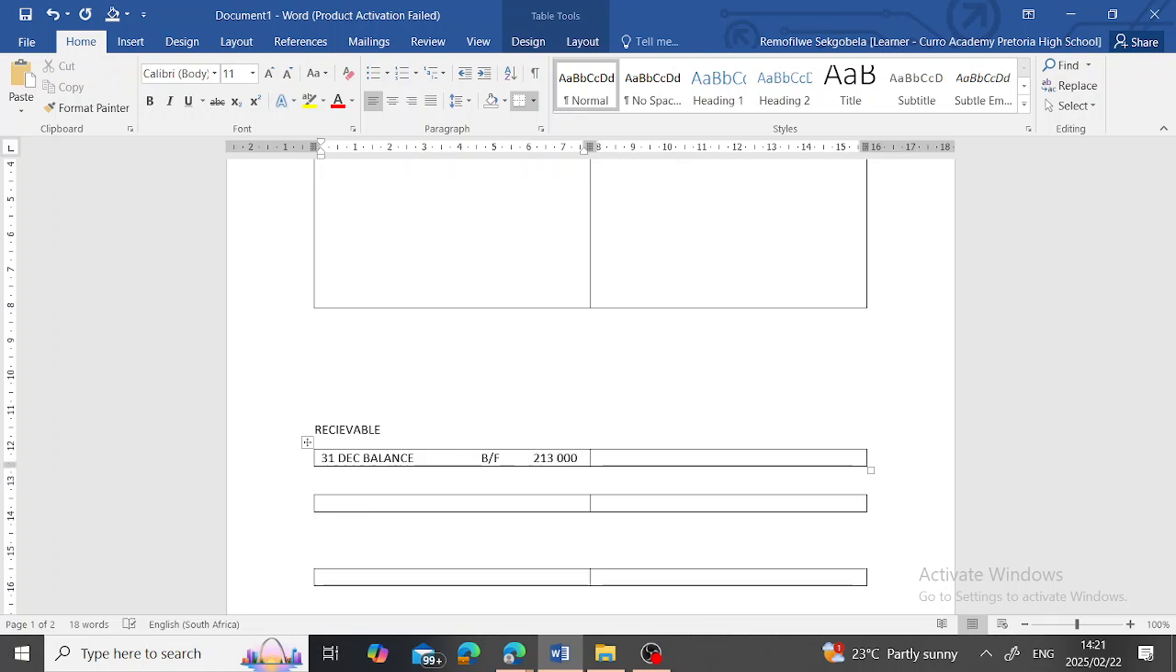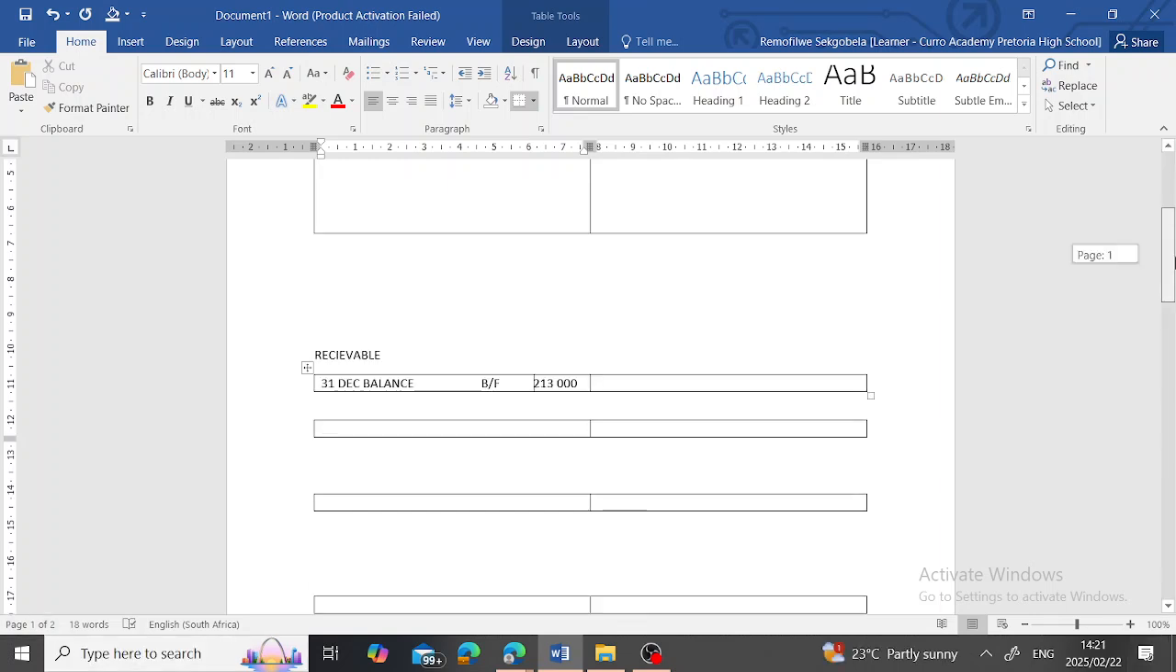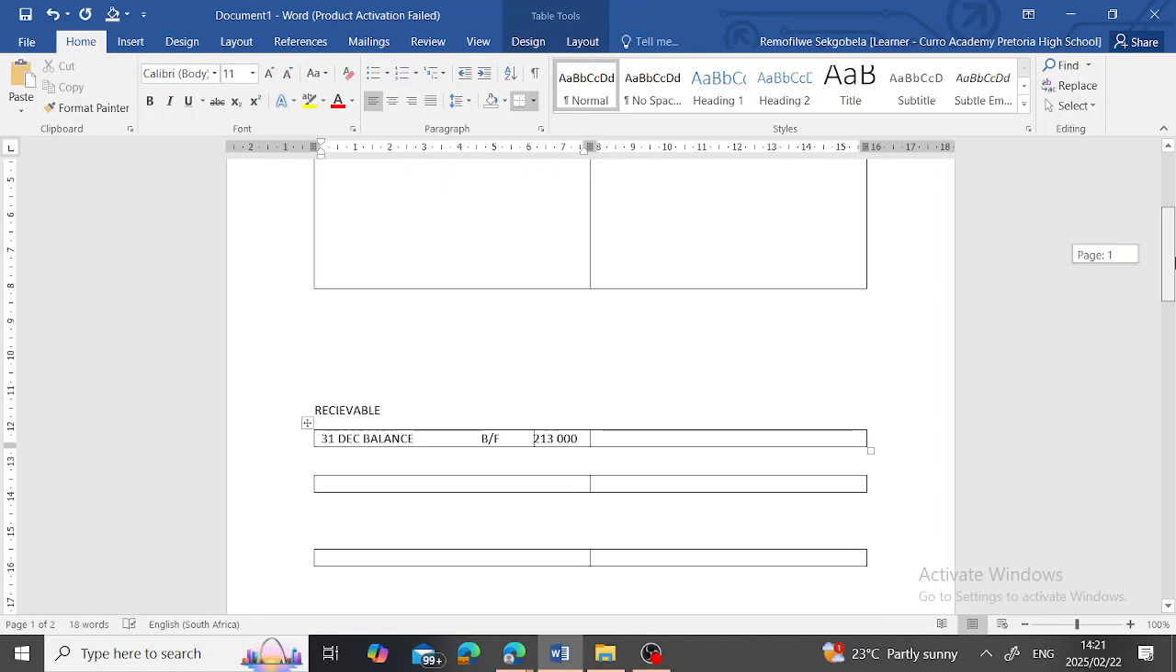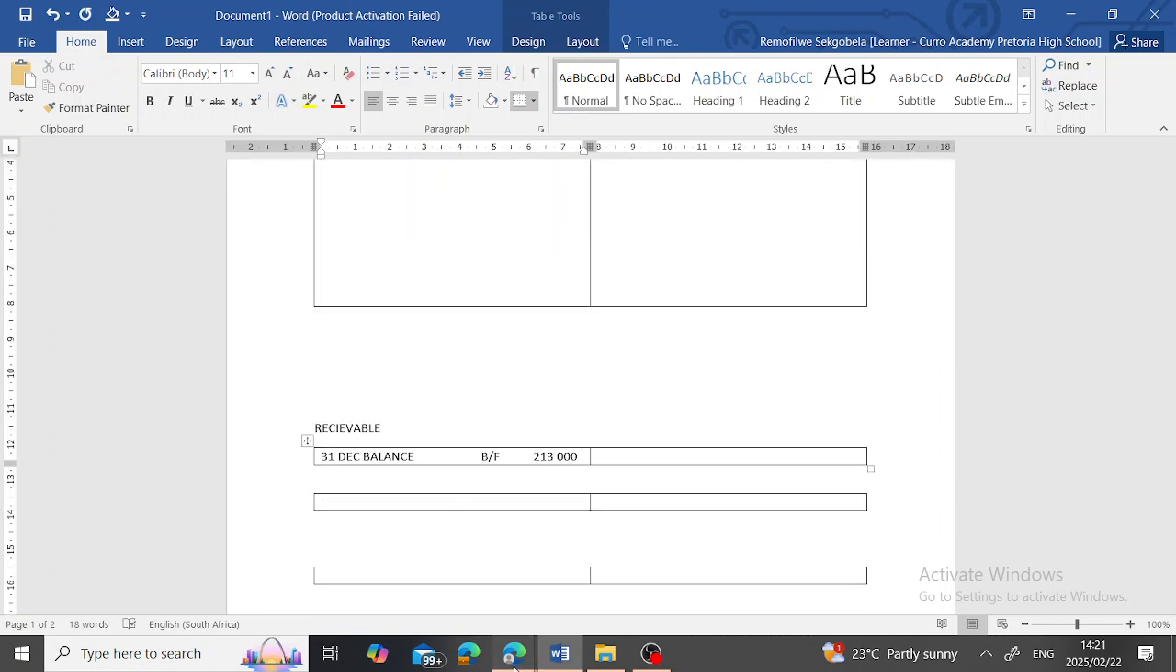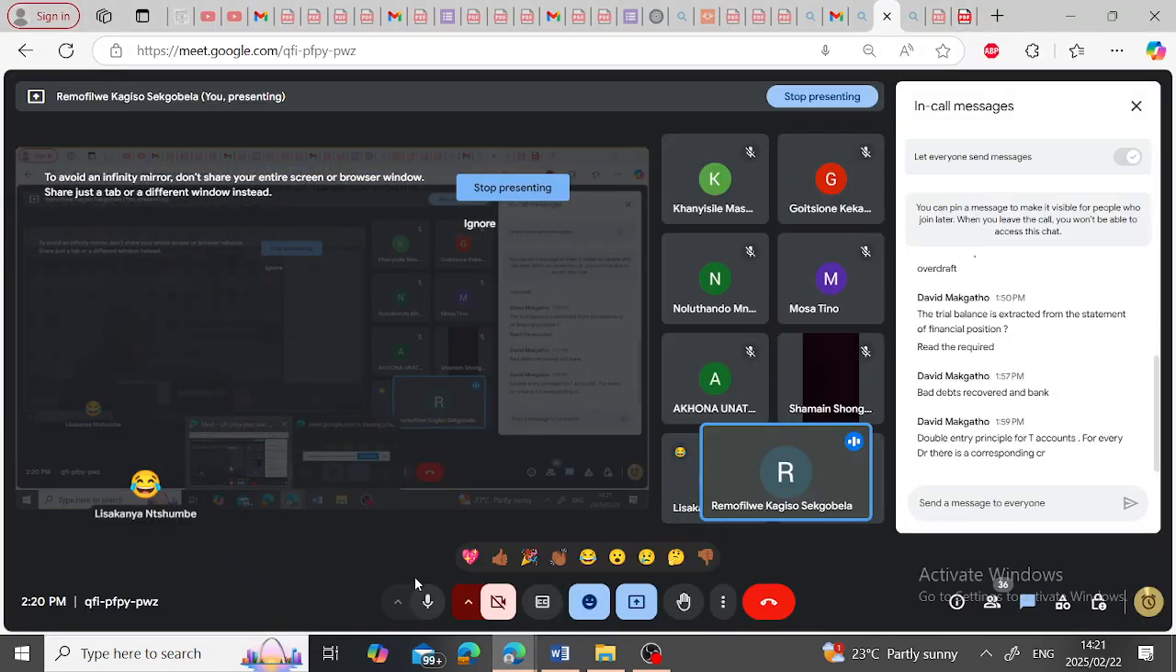Do you guys understand how we got to the 13 and the 213? Are you guys all following? Yes, you get a mark for writing each of the balances. It's important. Sharp. And then what else?